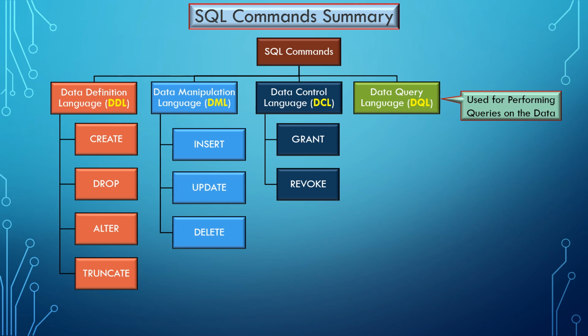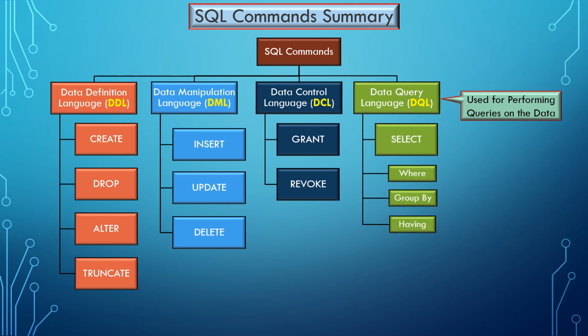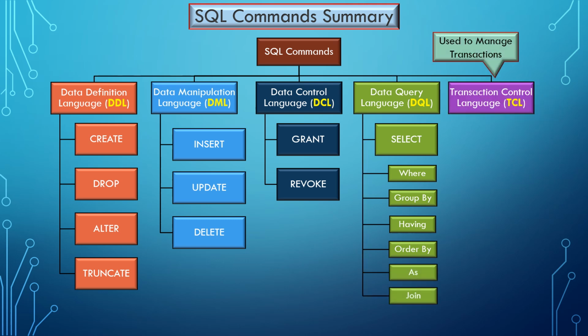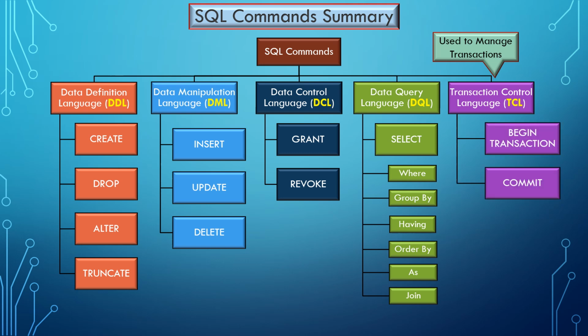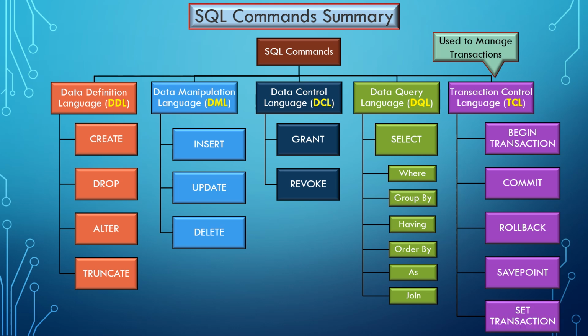Data Query Language, or DQL, is used for performing queries on the data. Commands include select, where, group by, having, order by, as, and join, just to name a few. Transaction Control Language, or TCL, is used to manage transactions in the database. Commands include begin transaction, commit, rollback, save point, and set transaction.